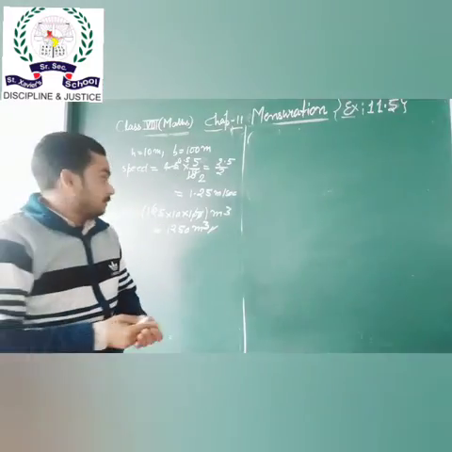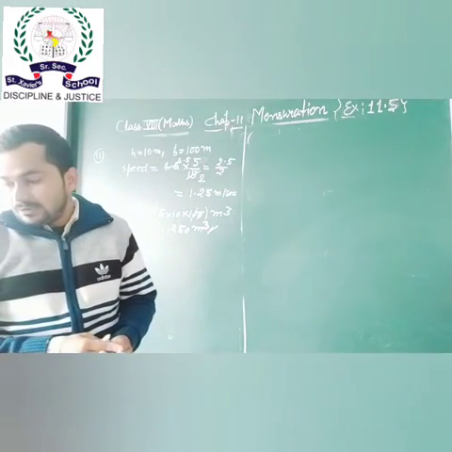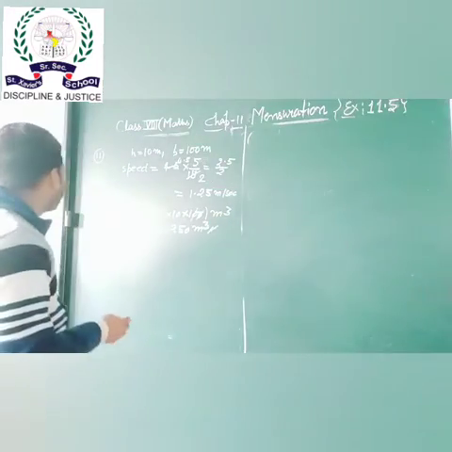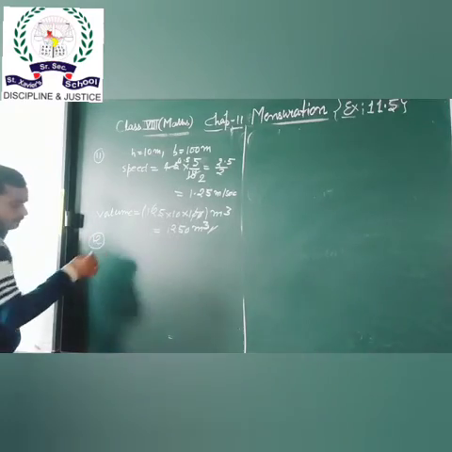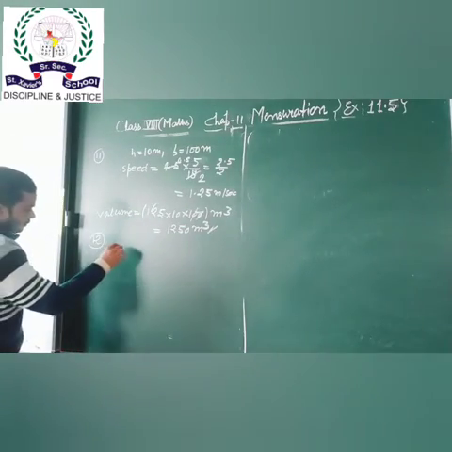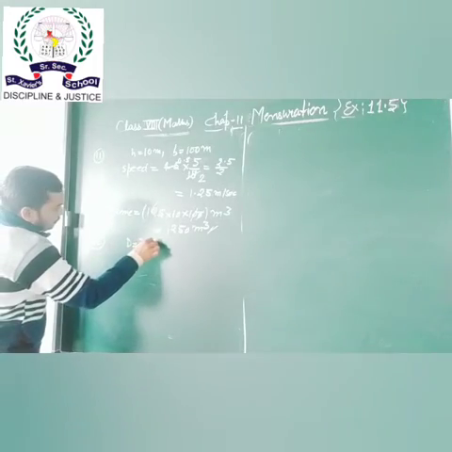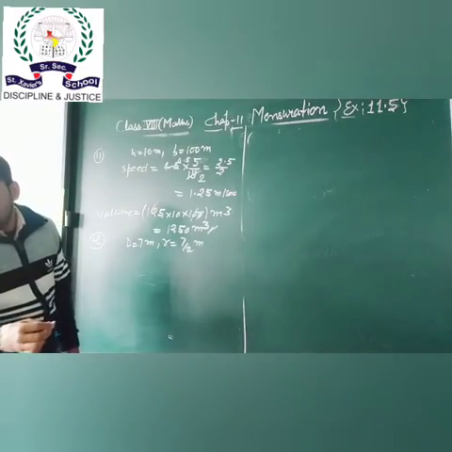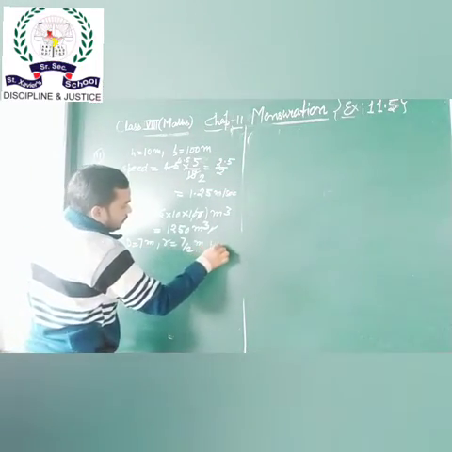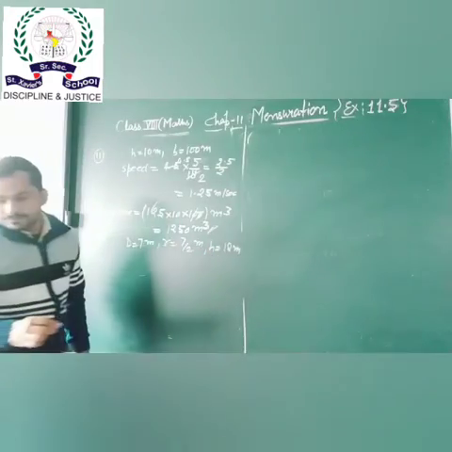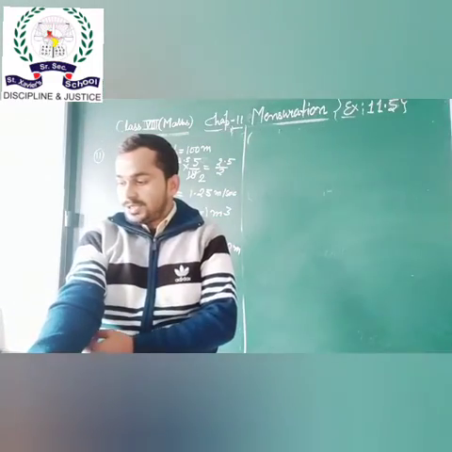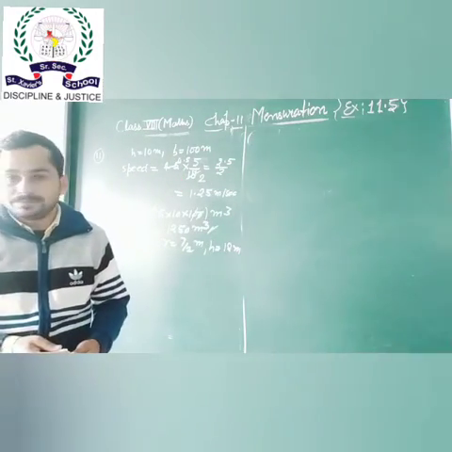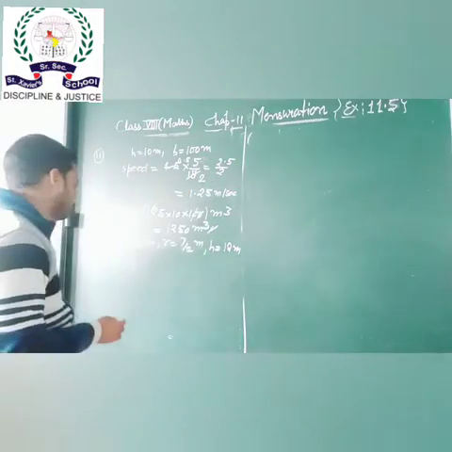Now question number 12. A well with 7 meter diameter is dug 18 meter deep. Diameter is given 7 meter. So radius 7 upon 2 meter. And deep 18 meter, that means height equal 18 meter. The earth taken out has been evenly spread all around the width of 10.5 meter to form an embankment. So find out the height of embankment.